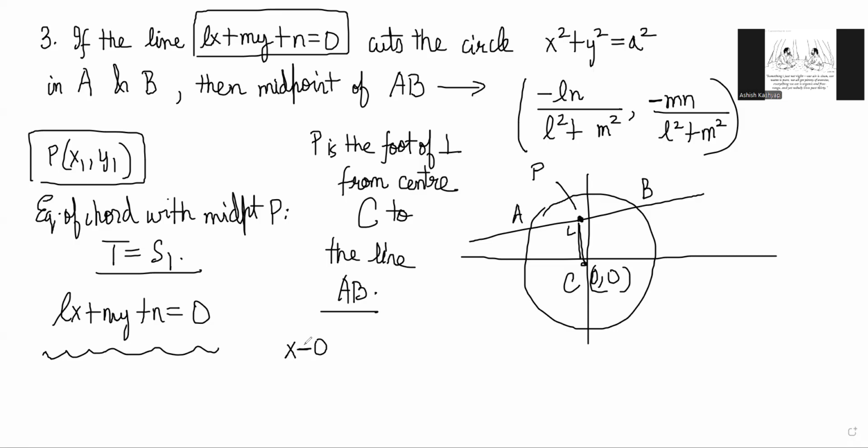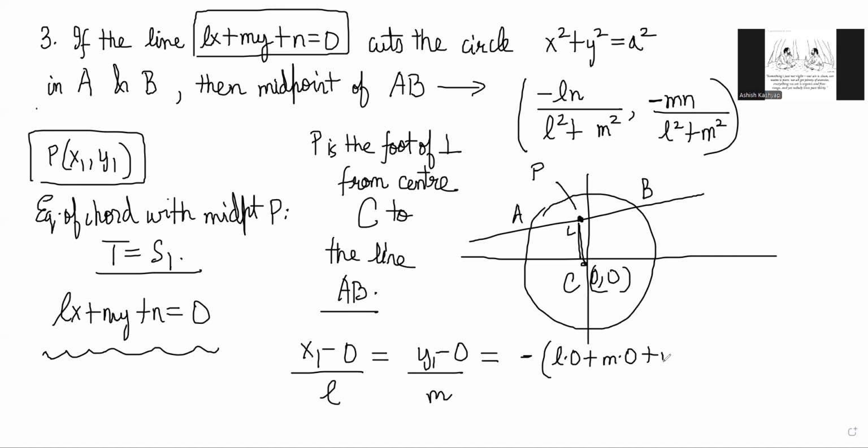So we can write it like this: x minus 0 is from 0, 0. So we have (x1 minus 0) by L is equal to (y1 minus 0) by M is equal to minus of (L times 0 plus M times 0 plus N) by (A square plus B square), which is L square plus M square, right? So that is coming out to be minus L by L square plus M square.